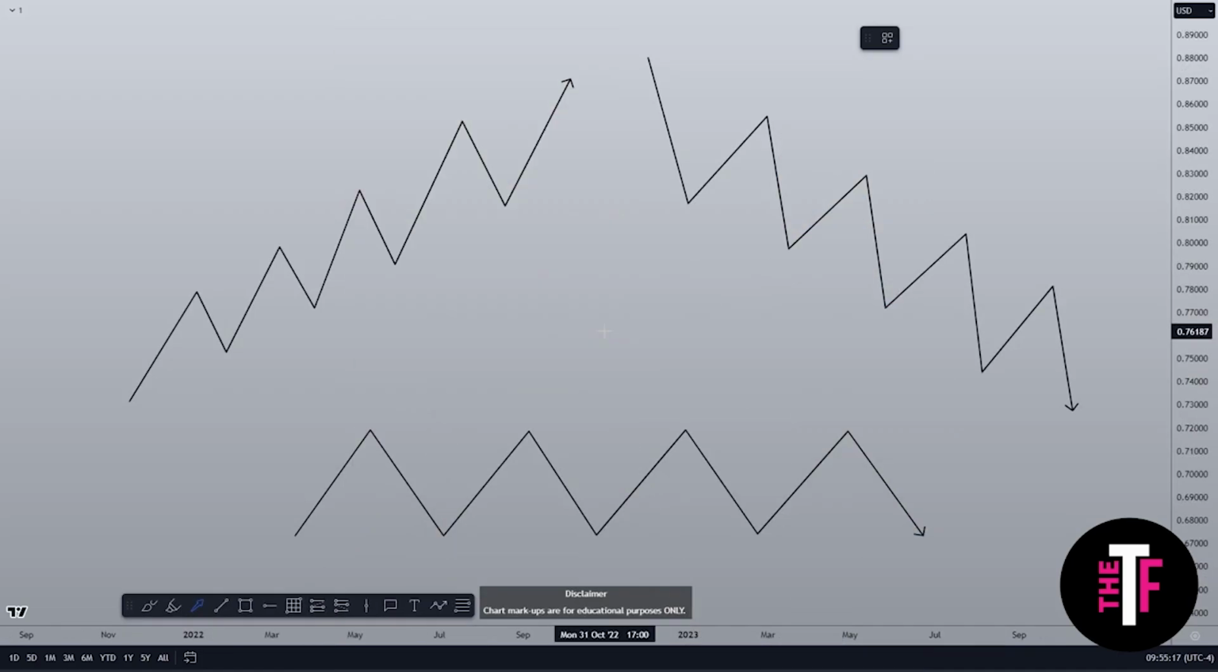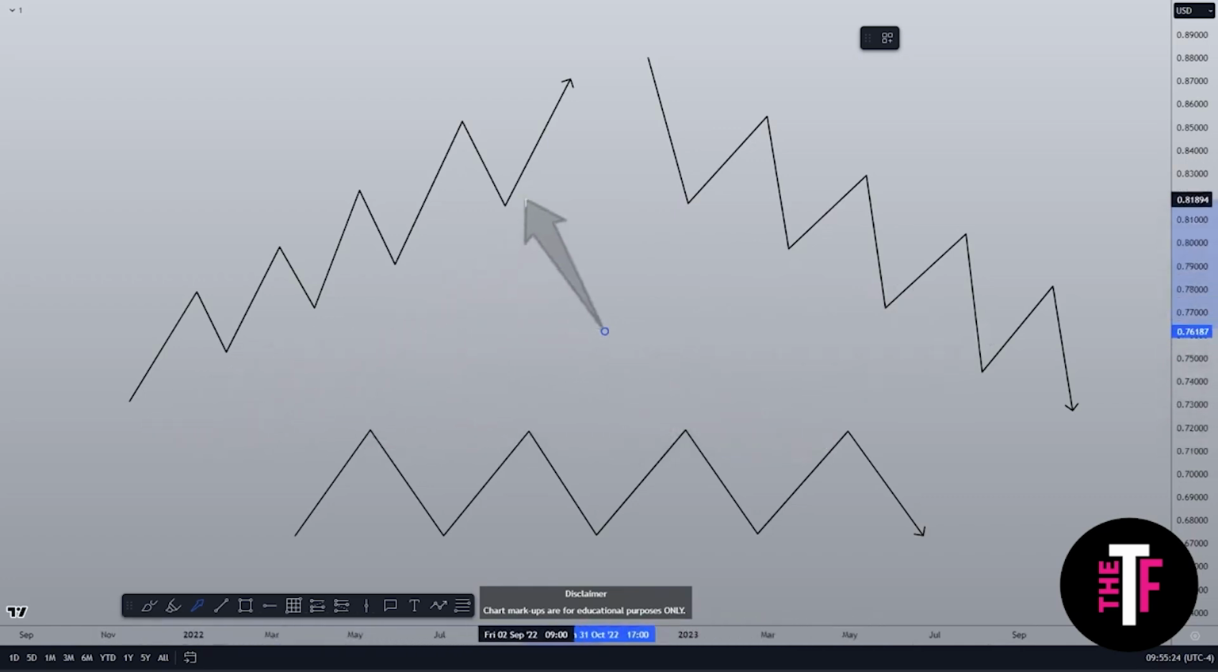Trends represent the general direction of an asset's price movement over a specific period. By identifying trends and drawing trend lines on price charts, we can gain valuable insights into where the market is headed and make more informed trading decisions. Trends can be uptrends, downtrends, or sideways. We usually call sideways trends consolidation.